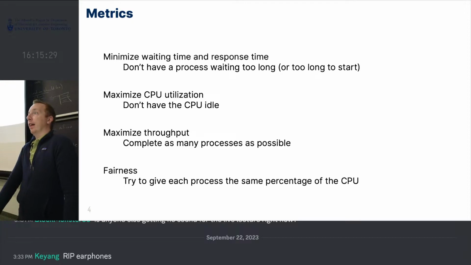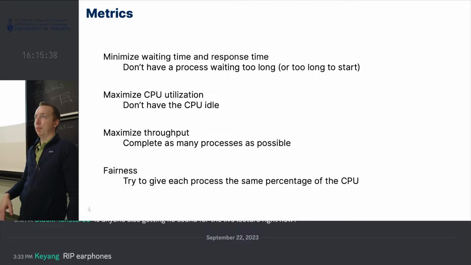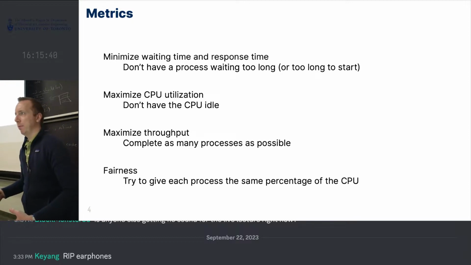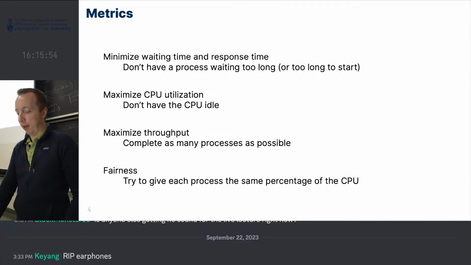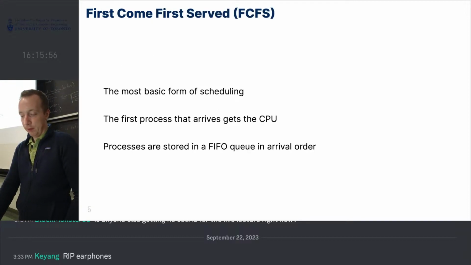And then the last thing, which is at odds with all the rest of them, is fairness. So you try to give each process approximately the same percentage of the CPU, and that way, it's not like you sharing, I don't know, something with your siblings. You want to be fair about it, and each one is treated fairly. Someone doesn't get like 99% and the other gets 1.